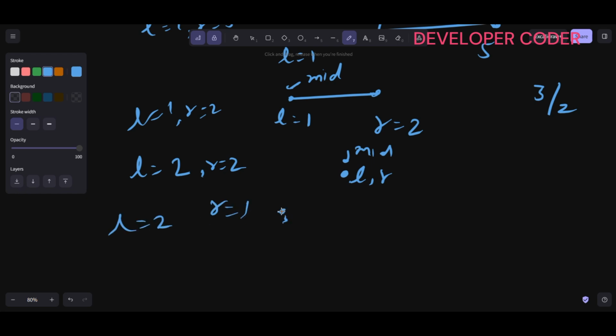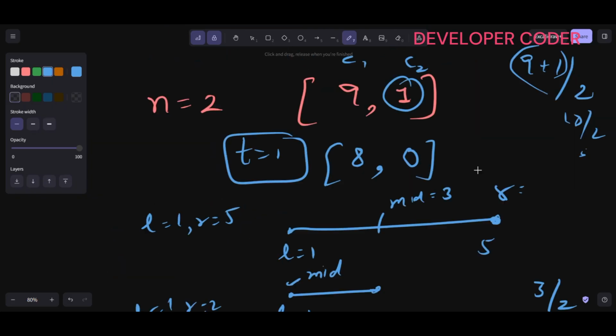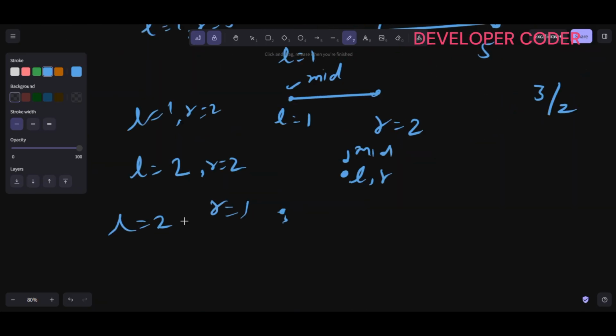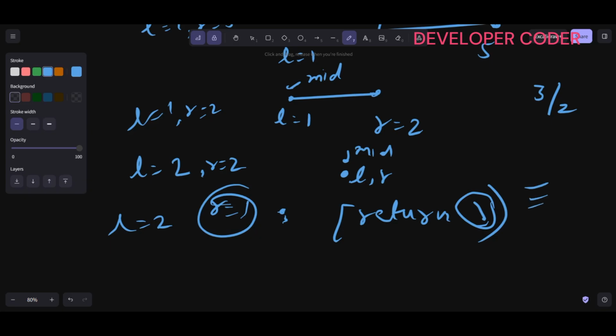Now here, if you see, you have to check whether left is less than or equal to right. Left is less than or equal to right? No. So in this case we have to come out of the loop and return my right value. See, this logic is working. We have to return 1. That's it. So let's write the code now.